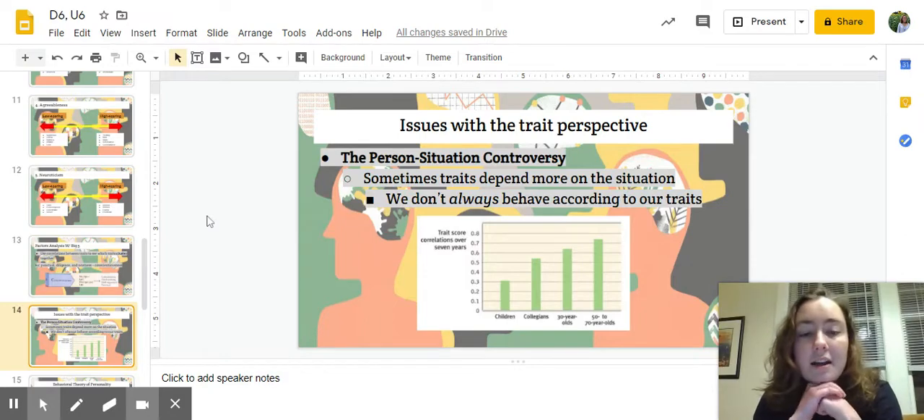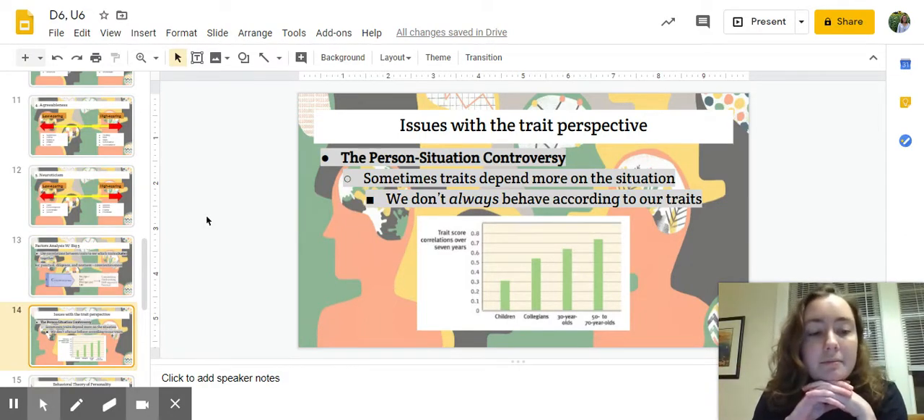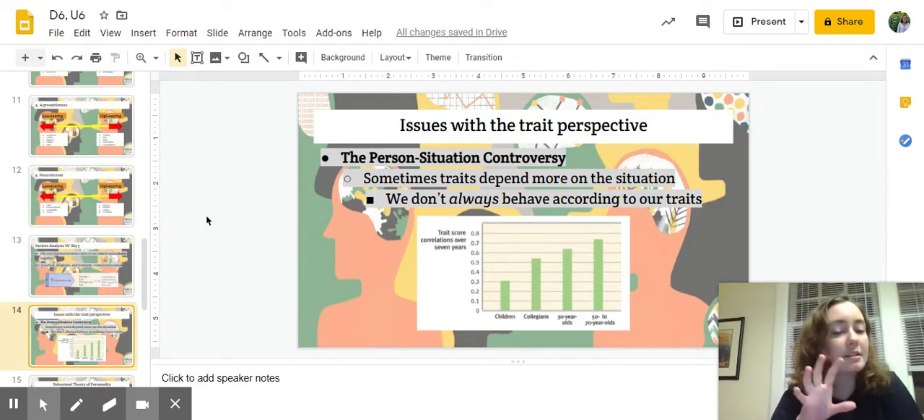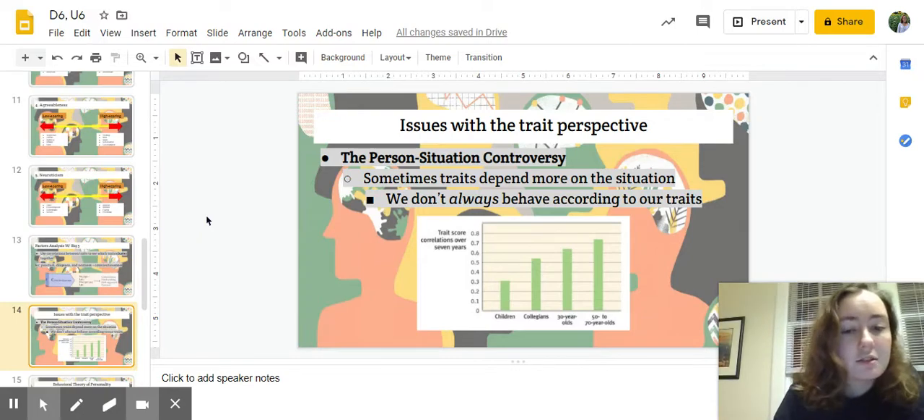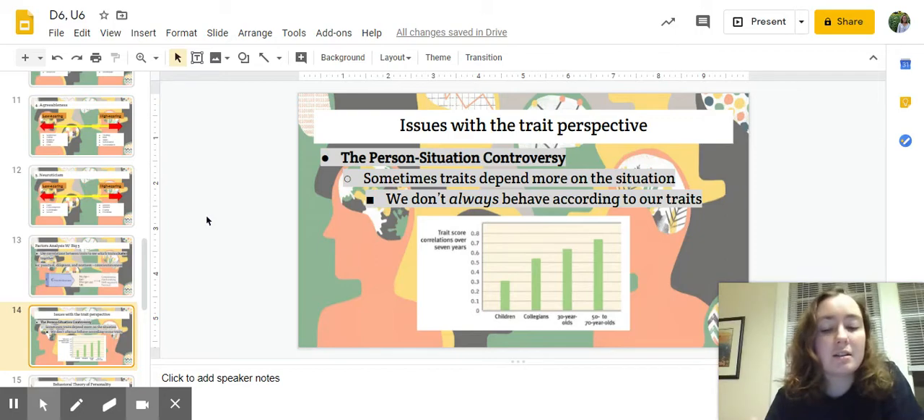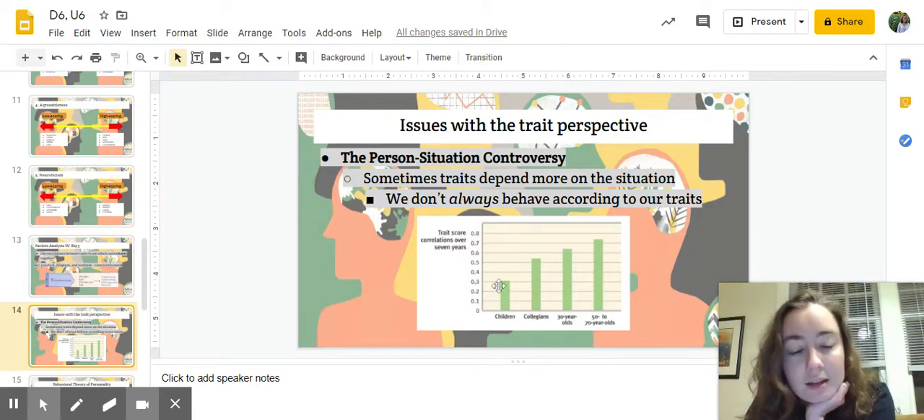So some issues that arise with the trait perspective is what sociocognitive theorists are actually going to come up with and say, which is that sometimes our traits depend more on the situation. So you're going to see a lot of instances in which someone's a very nice, well-mannered person, but maybe they're going to behave differently in this situation. So again, it could be dependent on the situation, and our personality might not be as stable as the trait theorists think. But trait theorists are going to come back and say, yeah, look at this.